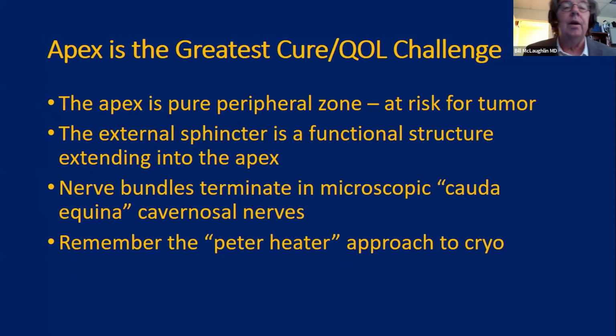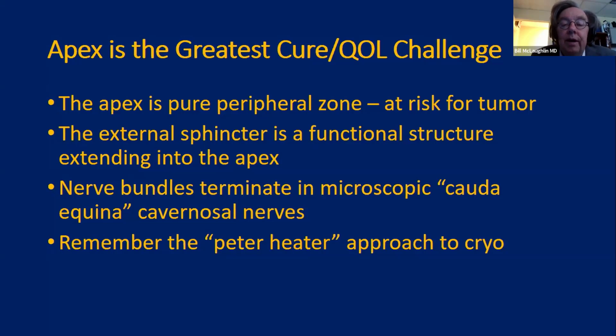We'll get to that. Finally, the bottom of the prostate, the apex, is the greatest cure and quality of life challenge. Everything converges at that bottom. You saw the sphincter earlier. The apex is pure peripheral zone, which means tumor generating tissue. Nerves terminate there, come down to the apex, and then they just disappear into this final fibrous, they call it cauda equina, microscopic horse's tail. Surgeons can't even see it, but suddenly these nerves become these microfibers, and we think those are very, very vulnerable.